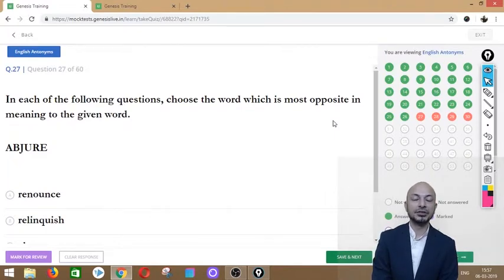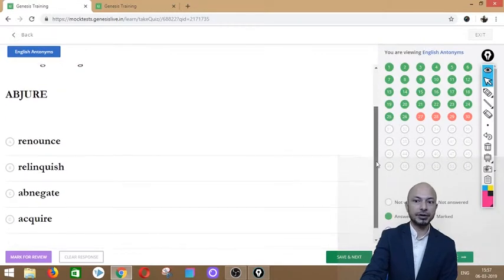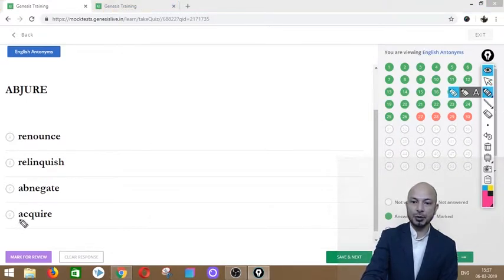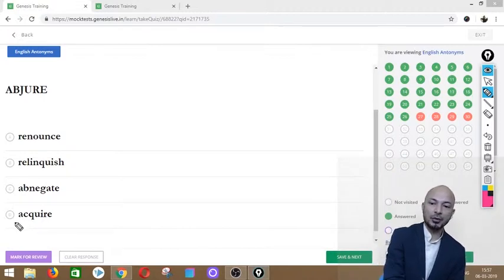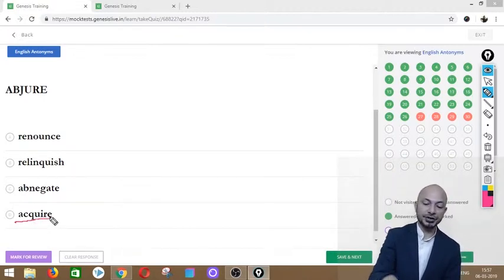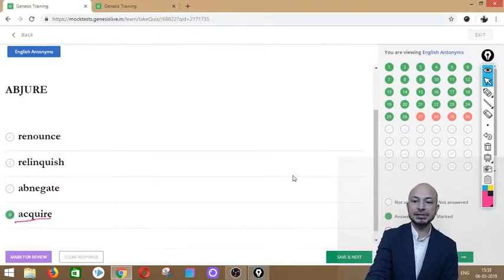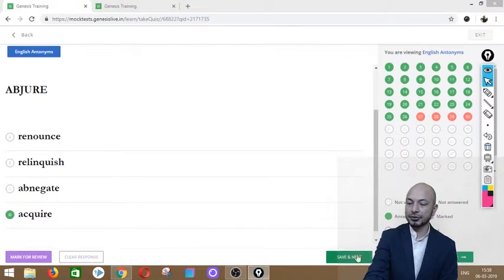So coming to question number 27, the word is abjure, and the options given are renounce, relinquish, abnegate, and acquire. And our correct option is option D, which says acquire. Abjure is to give up something, like a set of beliefs, giving up any religion, things like that. And acquire is to gain something, to acquire something. So we can see they are antonyms. So we go and click option D. Go to the next question.